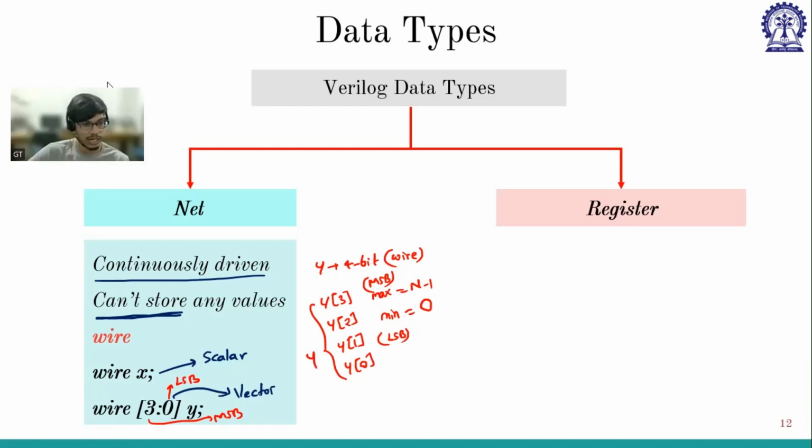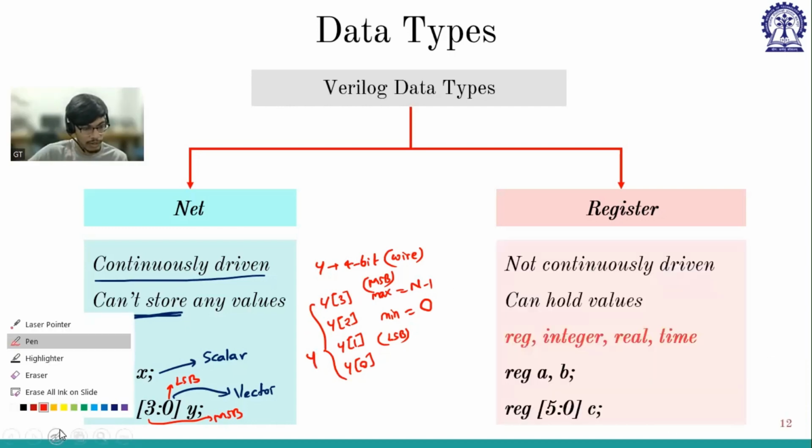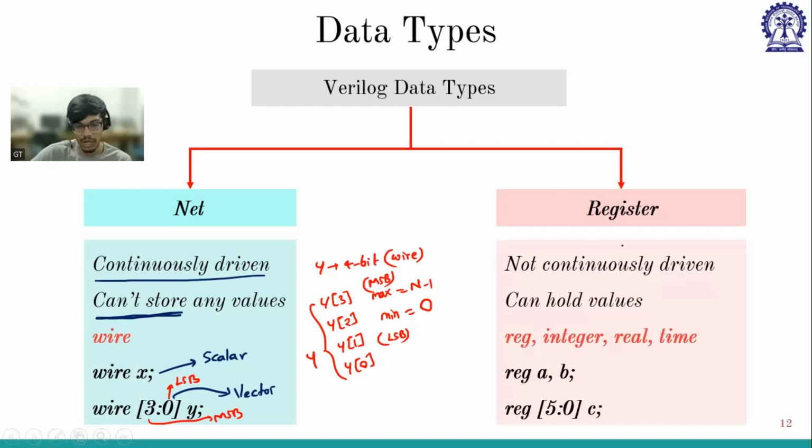So this is the net, and the other important data type is the register. As you can see, register can hold the value. So it is not continuously driven. It will be event driven. We'll come to that point. What is event driven? For the time being, you can say it will be driven by an event. Until that event comes, it will hold the value irrespective of whether the input has changed. If you want it to hold the value until some other event comes, it can hold the value.